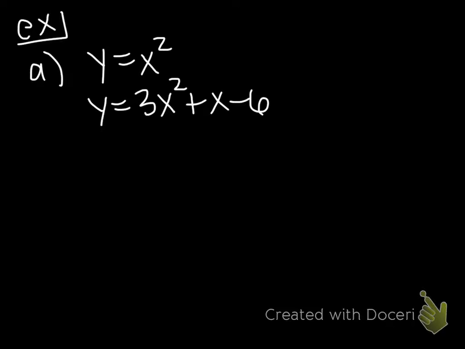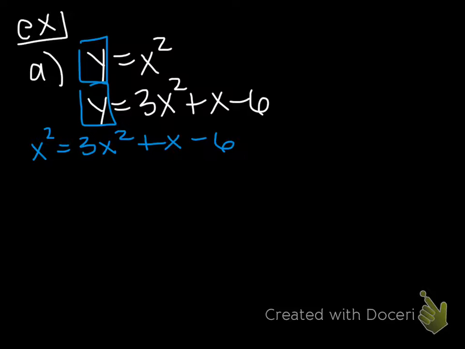So the last thing that we're going to talk about is solving systems of equations, which is something that we did in the beginning of the year. We're going to use what we call the substitution method because notice both of these equations have a y. So I'm going to replace them with what they're equal to. So I'm going to say x squared equals 3x squared plus x minus 6.